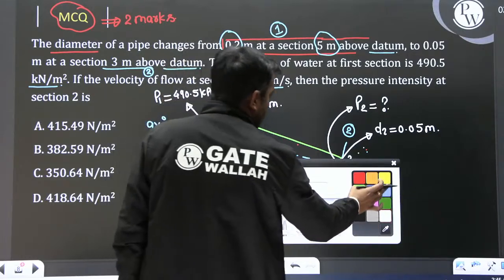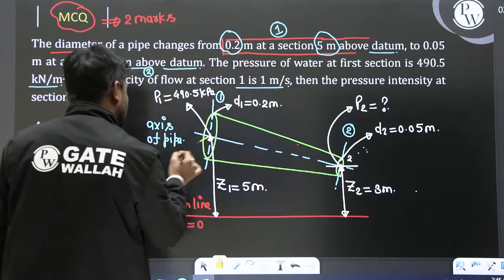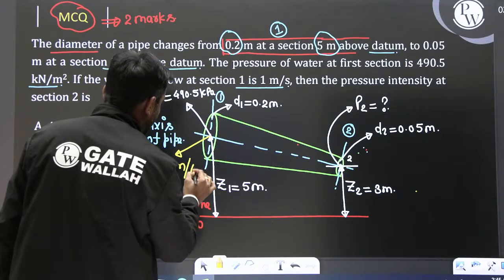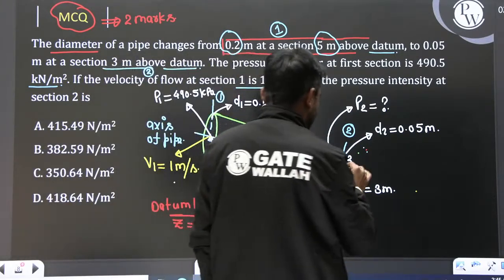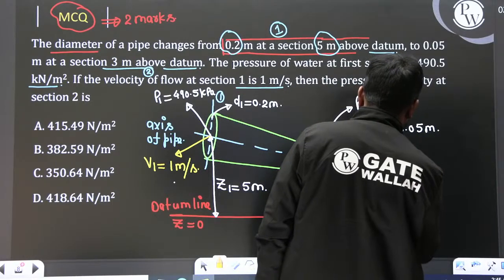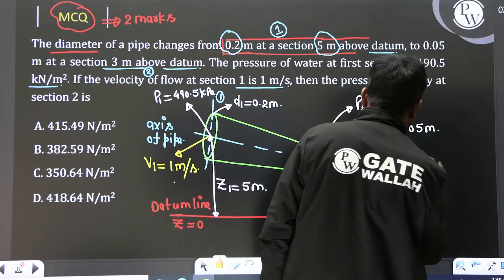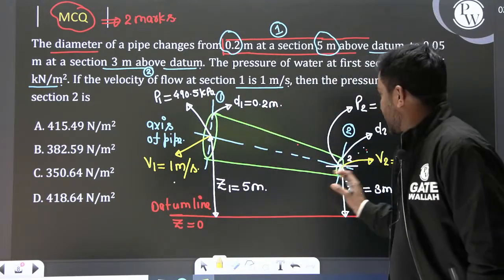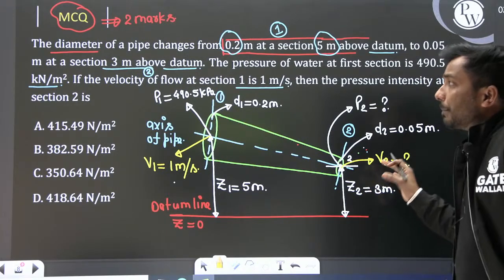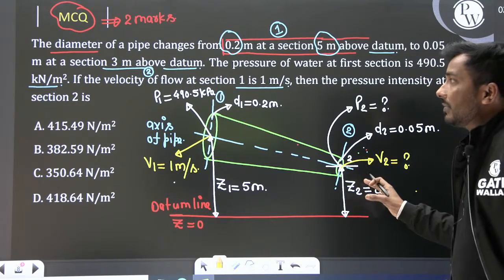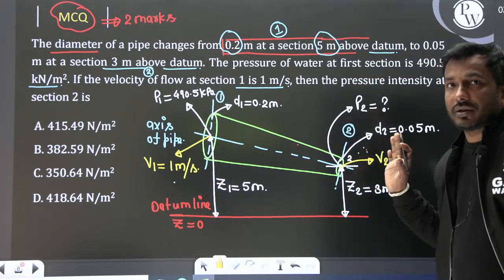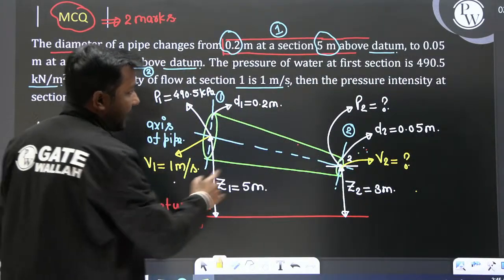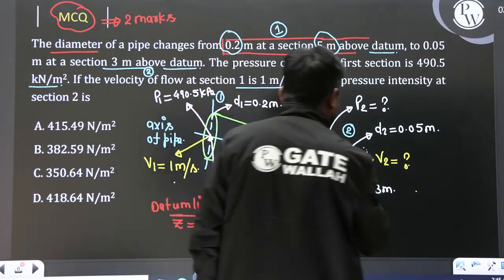Okay, and the velocity at section 1, that is V1, is 1 meter per second. Clear? And we need to calculate the velocity V2 at section 2. So this is the simplified schematic diagram according to the question. First we should calculate the velocity at point 2.